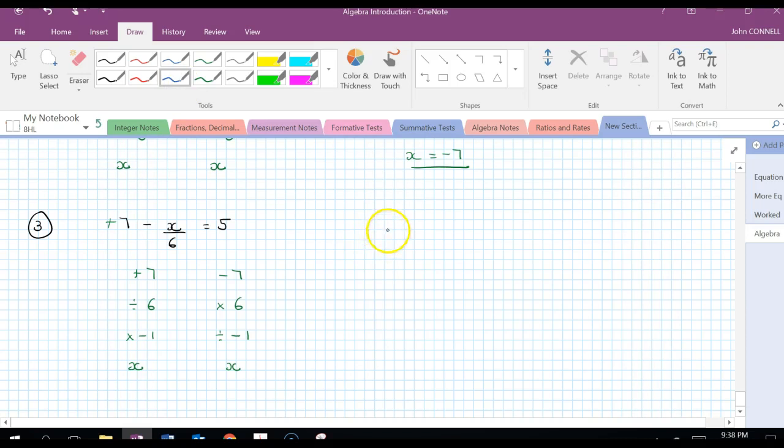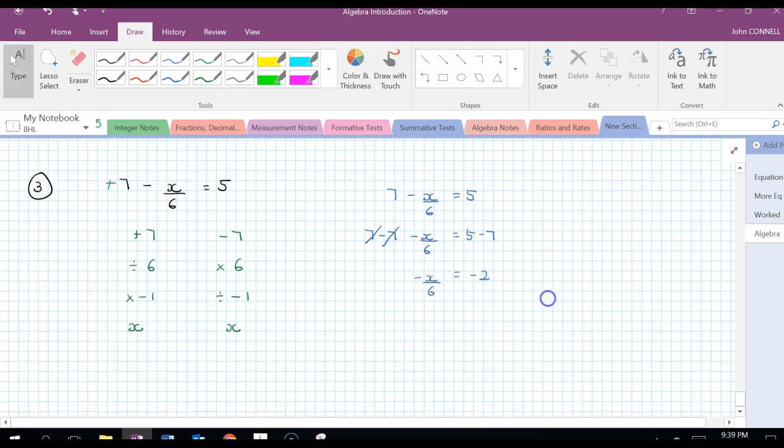Okay, let's go through and do this. So 7 take x on 6 is equal to 5. First thing we take 7, so 7 take x on 6 is equal to 5 take 7. So those 7's are going to cancel out, but the minus is going to stay with this term because it's part of that term. So 5 take 7 gives us minus 2. Then we're going to multiply both sides by 6. So times by 6 there and times by 6 there, keeping everything the same. So we'll get that minus x is the same as minus 12, and then if I divide through by minus 1, we can think of that as minus 1 out the front of the x, so those will cancel, so x is equal to 12.